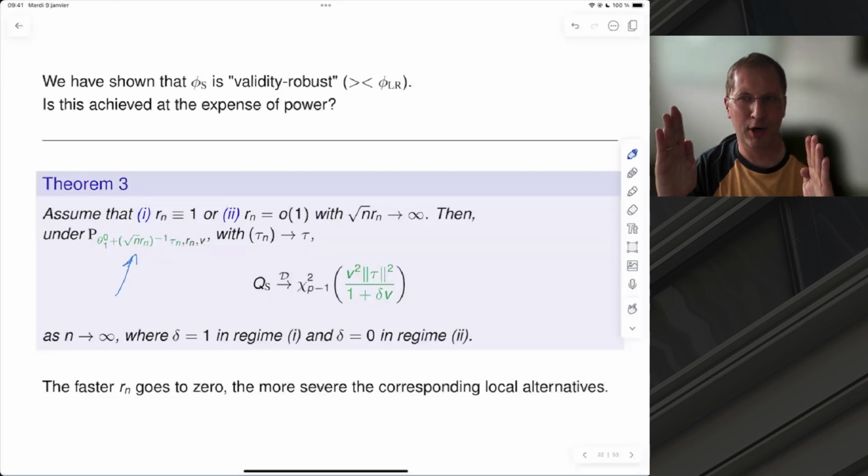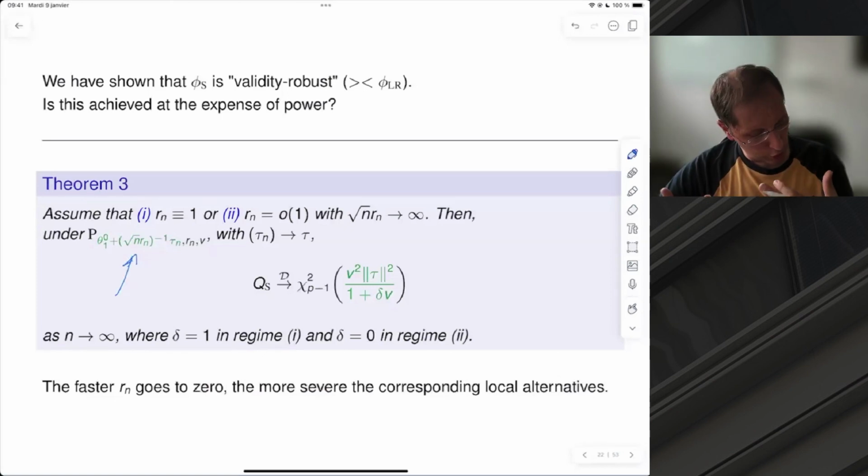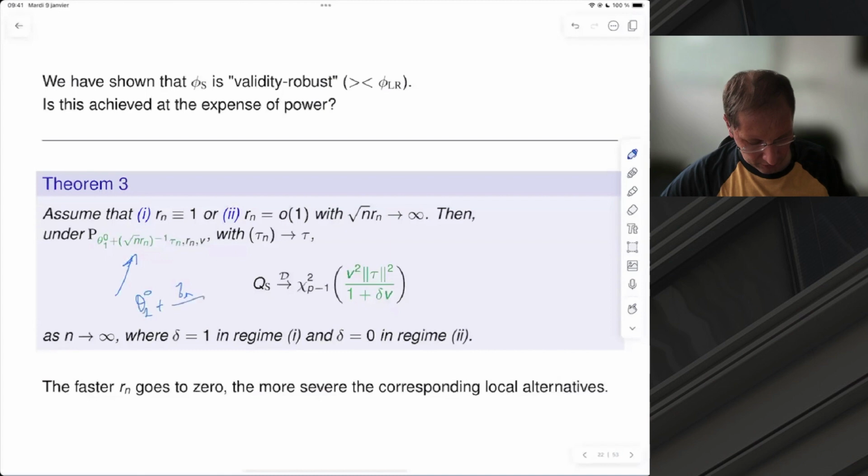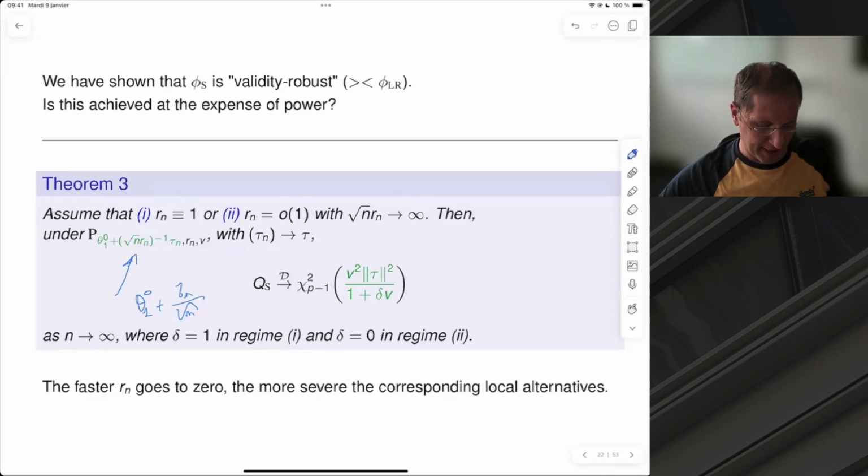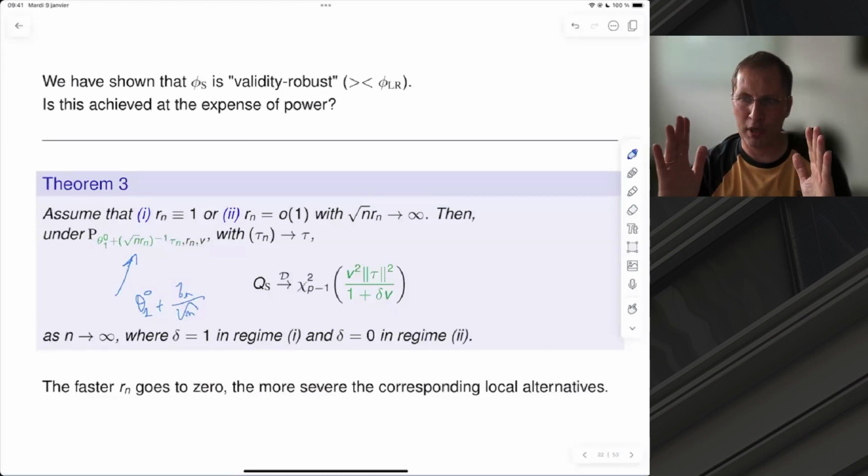And to get a non-trivial limiting power, you will need to consider more and more challenging alternatives that shrink to the null hypothesis, right? Well, what this result shows is that those shrinking alternatives, under which you will get this non-trivial power, are at a rate root n if you are under the standard framework, where eigenvalues remain separate forever. This is the case Rn equal to 1. But if Rn goes to 0, so that you bring this weak identifiability issue, well, now you see that those local alternatives are more severe. They are further away from the null hypothesis.